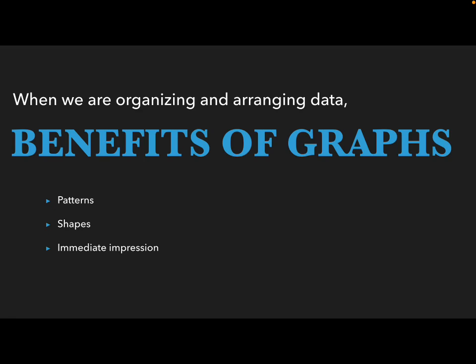Last time, we talked about how graphs give us an immediate impression of the patterns and shapes of the data that we are dealing with. To describe graphs, we always comment on four aspects. They are center, spread, outliers, and shapes.